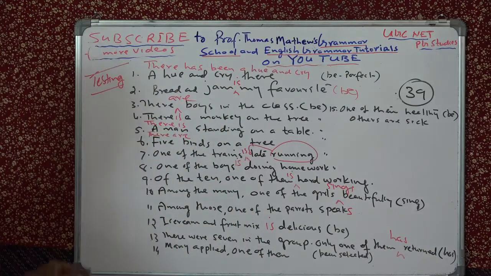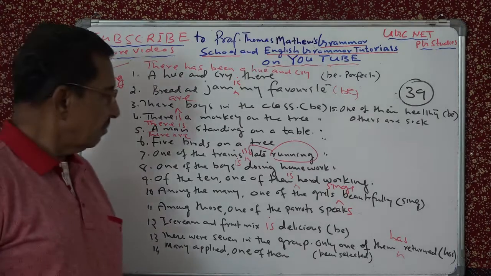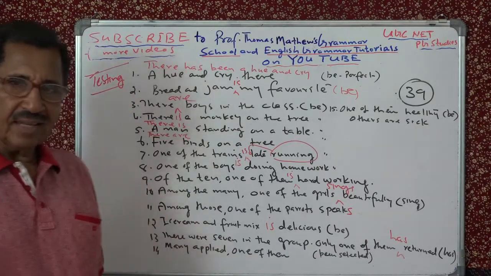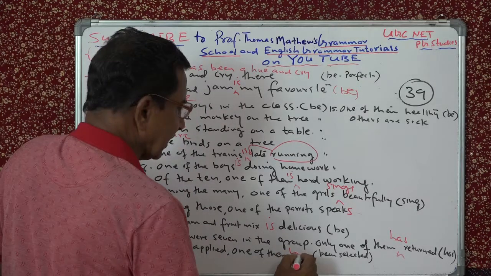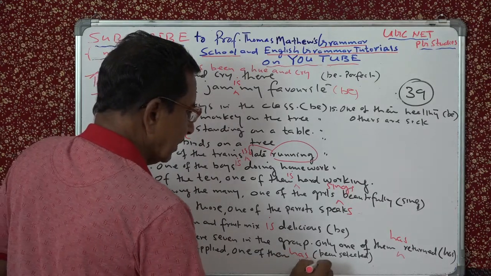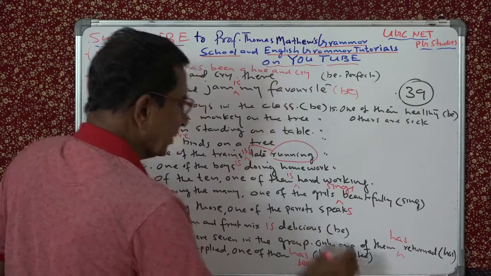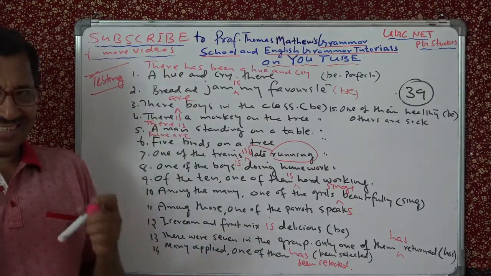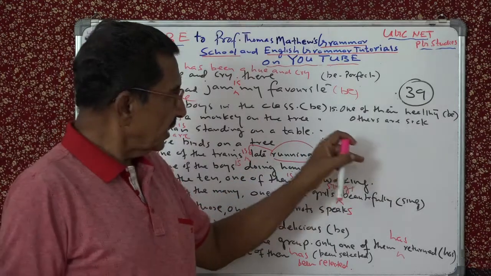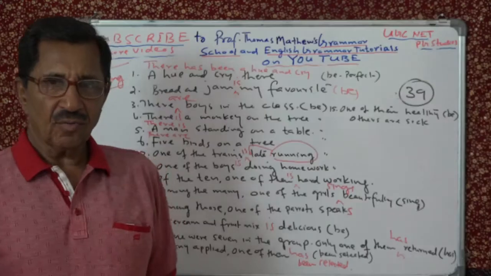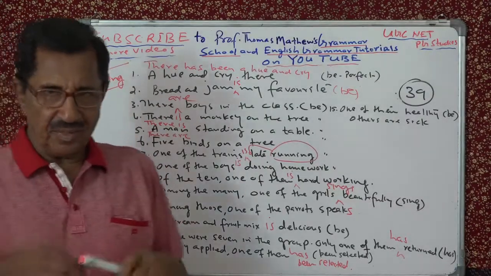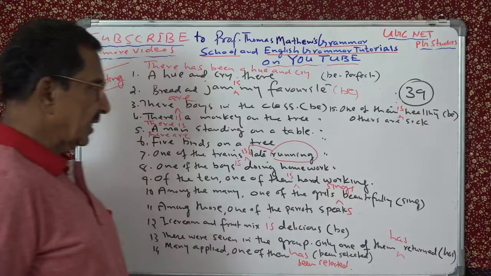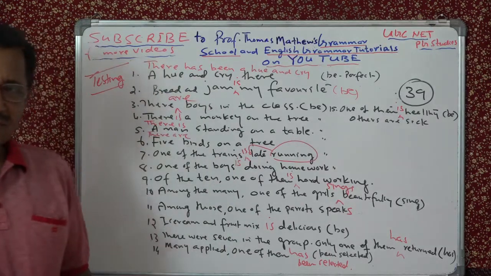Has or have. Many applied. One of them, you have to see, has or have. Has been selected. And the 15th one, we always do in units of 15. So you get some idea. Now, one of them be healthy, others are sick. One of them is, means in the group, one of them is healthy, others are sick.